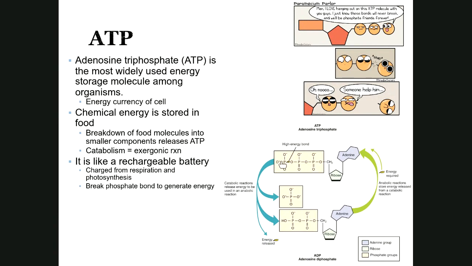Where the energy is stored is in the bonds between the phosphates. So when we need a packet of energy, what we do is we harvest that bond right there, and now we have a molecule that's called ADP, adenosine diphosphate.